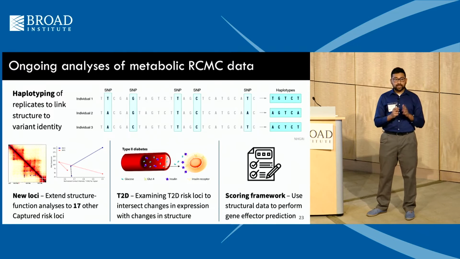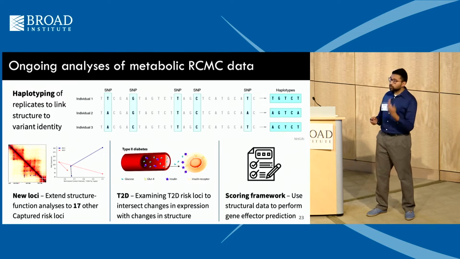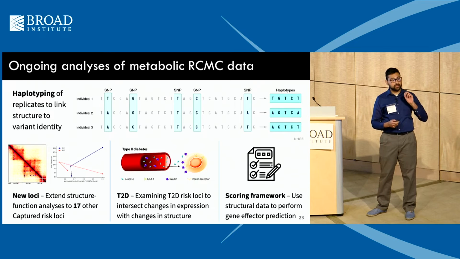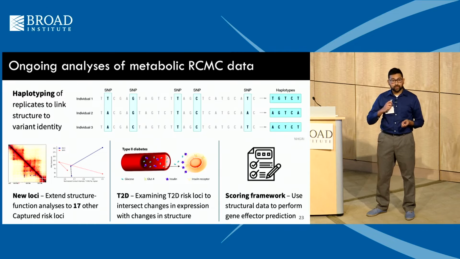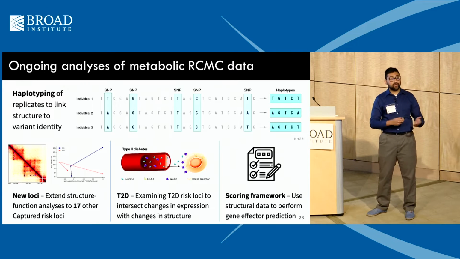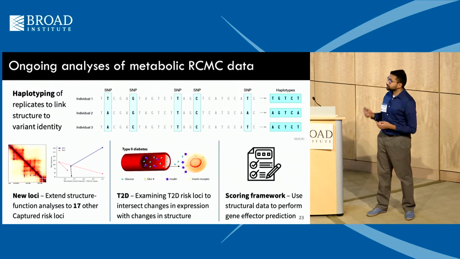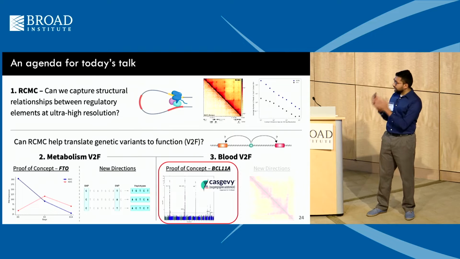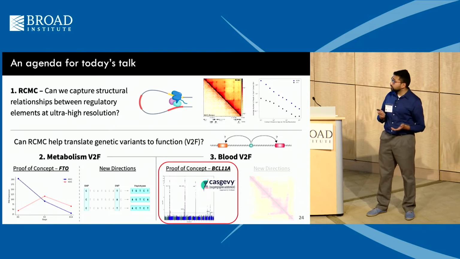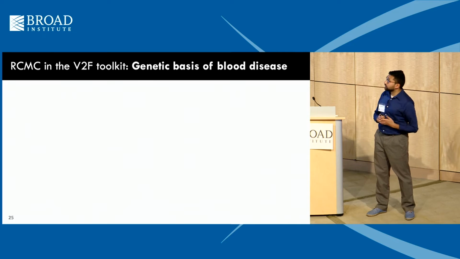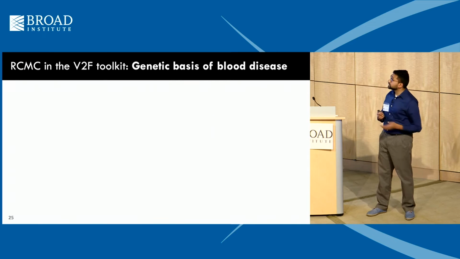And then our ultimate ideal goal in this work is to develop a scoring framework that would allow us to relate structural data that we find to be able to do some amount of prediction for what kind of effect a variant would have. And so to move into the last fraction of my talk, I'm going to be diving into how we've been using RCMC to understand the genetic basis of blood disease.